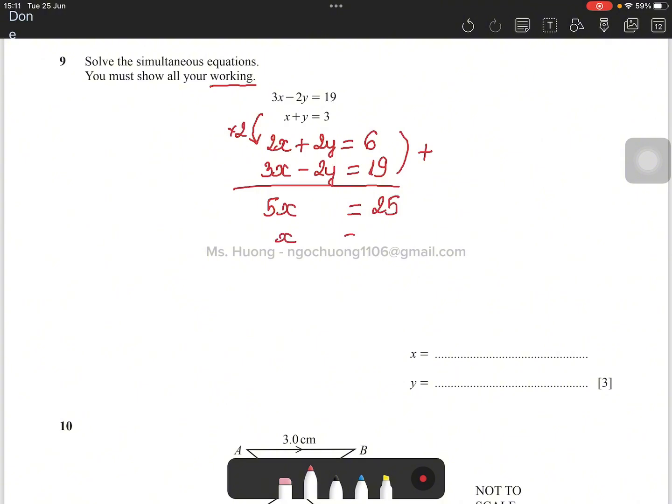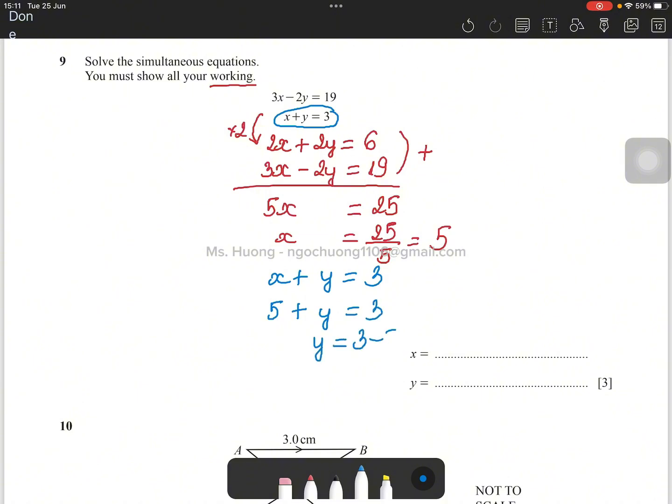And now x is going to be 25 divided by 5, which equals 5. And we will use this value to substitute into the original equation, which is x plus y equals 3. X plus y equals 3, and x is 5, so 5 plus y equals 3. And then y is 3 minus 5, which is negative 2. So the answer to this question is x equals 5 and y equals negative 2.